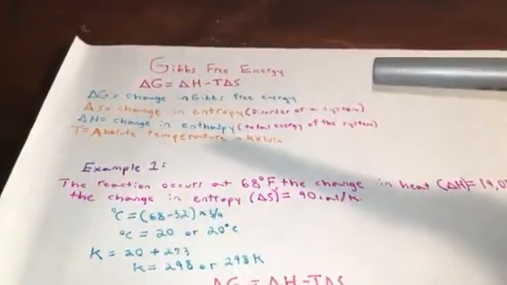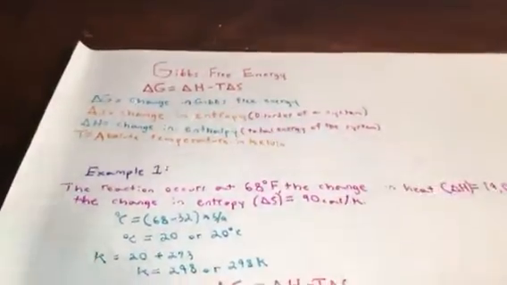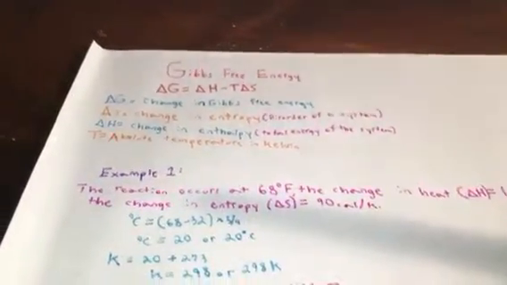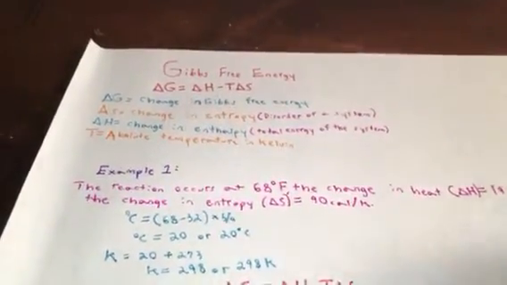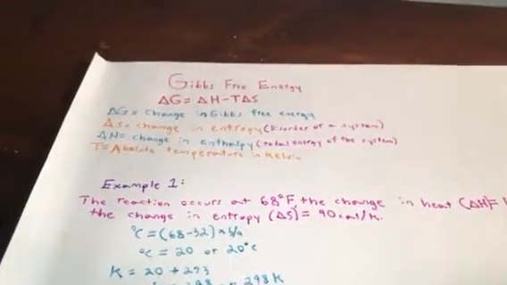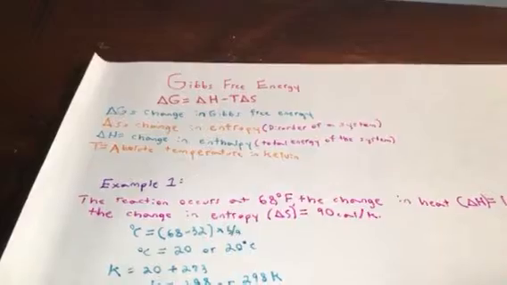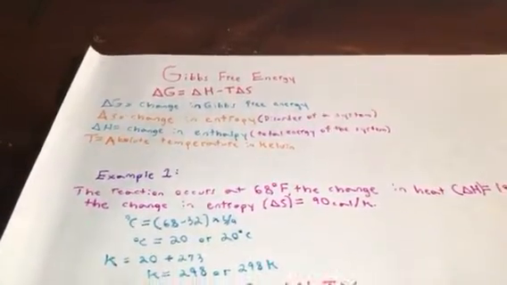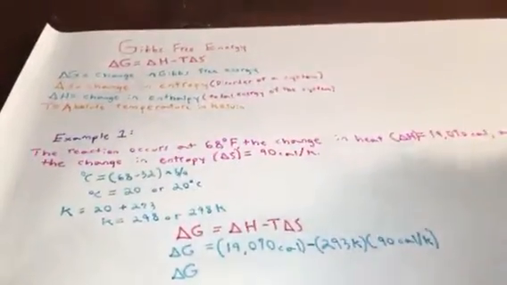G is the change in Gibbs free energy. S is the change in entropy, or the disorder of a system. H is the change in enthalpy, the total energy of the system. And T is the absolute temperature, which has to be in Kelvin.